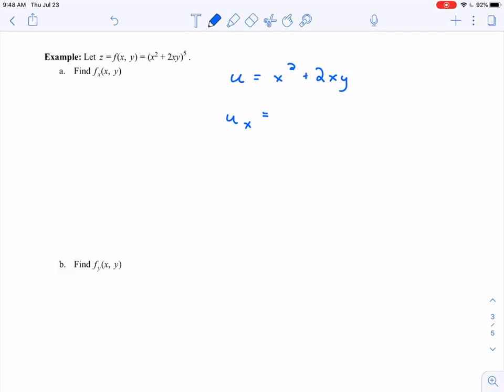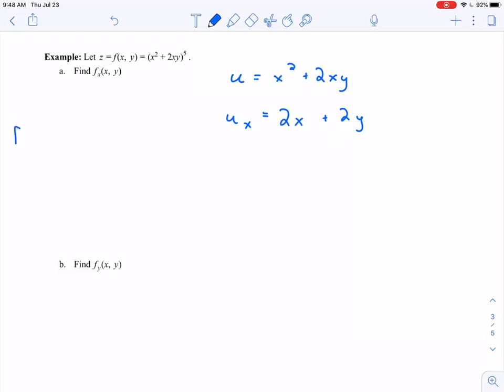So u sub x, let's see, derivative of x squared, that's just going to be 2x. Derivative of 2xy, remember we're just going to pretend like that y isn't there for right now. The derivative of 2x, that's just going to be plus 2 times, well, y is a constant multiple, so I just multiply the derivative by that, so times y. So here is the derivative of the inside part with respect to x.